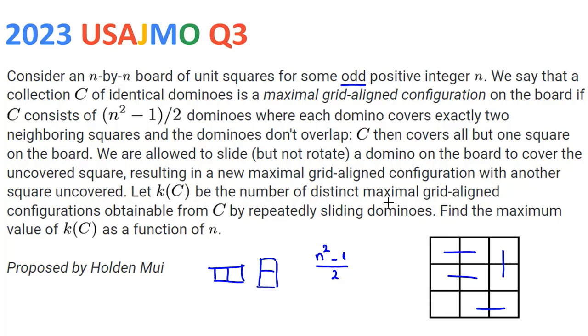Let K of C be the number of distinct maximal grid-aligned configurations obtainable from C by repeatedly sliding dominoes. So in this part, if I slide this one, for example I move it here, then I remove this one. Now the uncovered cell is this. Again, I can do the same thing. That's the reason it says repeatedly. I can do it again. Okay, so then the problem says: find the maximum value of k of C as a function of n.